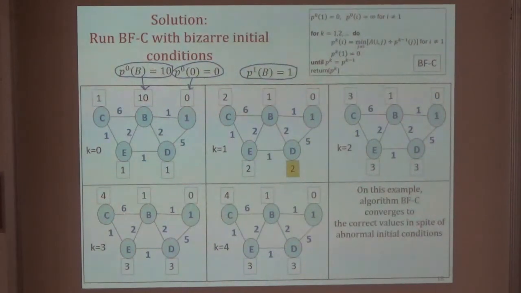Unlike what happens if we use the normal initial conditions, where things can only decrease, now they increase for some and decrease for others. And if we continue, we see that, at least in this case, we converge. It stops. At k equal 4, we have the same as at k equal 3. And does it converge to the correct values? Yes. The values to which it converges are exactly the correct values, in spite of these very strange initial conditions.